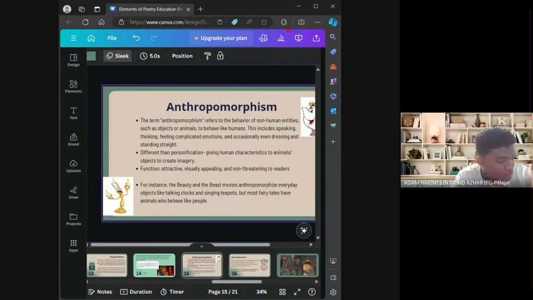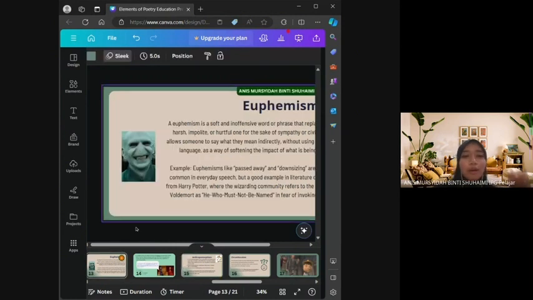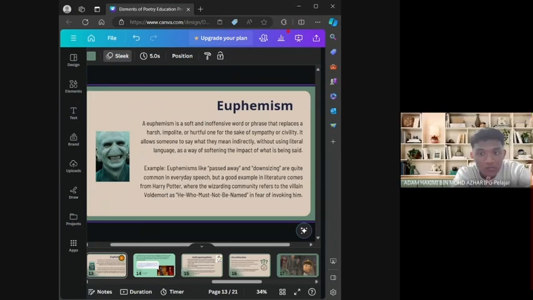What about you, Anis? What do you think is the hardest device for you to comprehend? As for me, the challenging literary device is euphemism, because it's a new thing to me to learn about this. I rarely heard about euphemism before, so this is my first time.